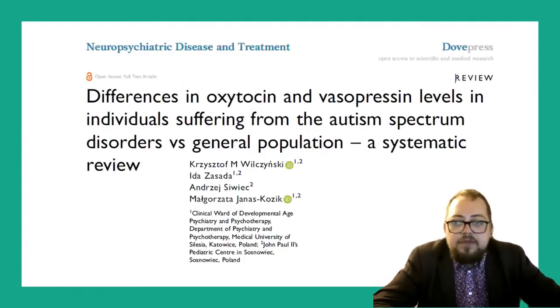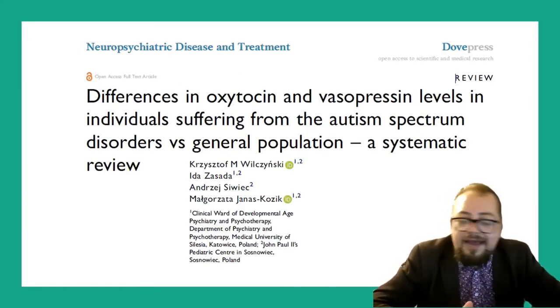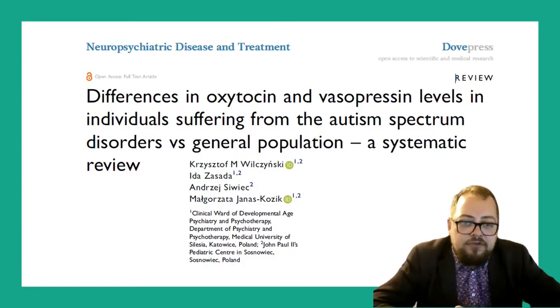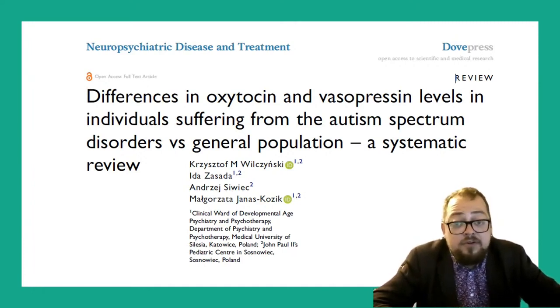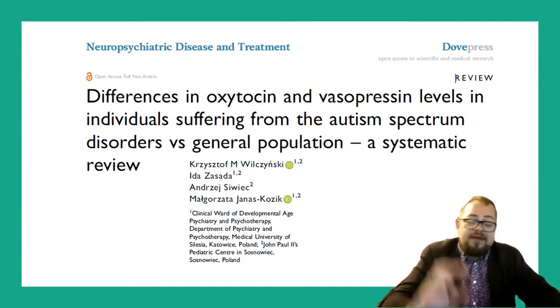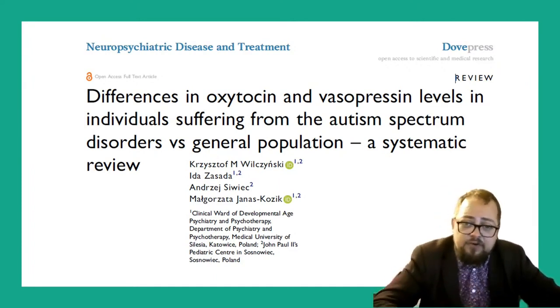The first review considered the concentrations of oxytocin and vasopressin in the ASD population in comparison with the neurotypical population. This literature review focused on publications in the last 10 years located via the Medline PubMed database, as well as Google Scholar. We've included papers in Polish and English, published in recognized local and international journals, which were original papers. The review was performed by each author independently, and it was divided into three stages.